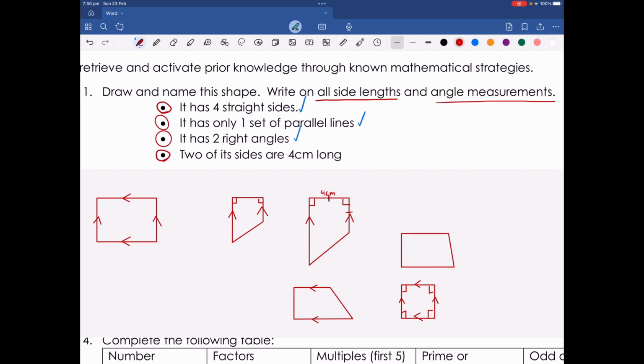Australia because it has, what is a trapezium? A trapezium is a quadrilateral. Quadrilateral, so it has 4 sides and exactly 1 pair of parallel lines. If you've got that, you've got a trapezium.